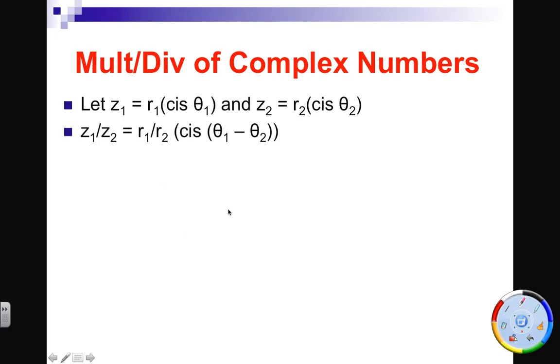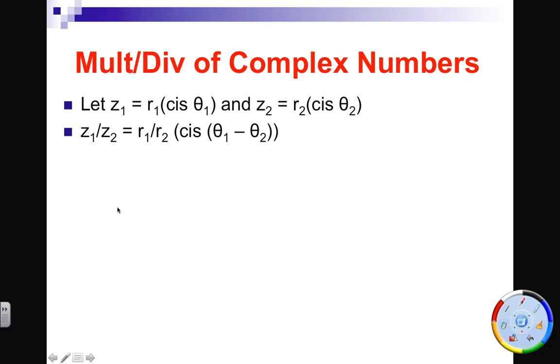If I want to find the quotient of the two complex numbers, remember this is for trig form, z1 divided by z2, all I have to do is divide the r1 by r2 and subtract the two thetas. Very, very simple. If you had to do this in longhand, you would actually have to multiply by 1 plus 3i over 1 plus 3i, and then you have to do this, and this is actually a much simpler and quicker thing to do.